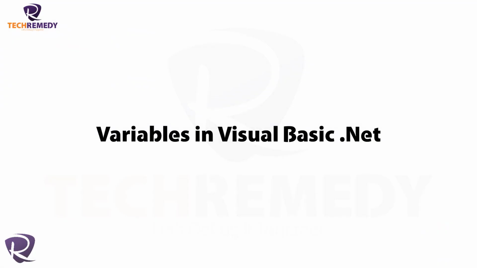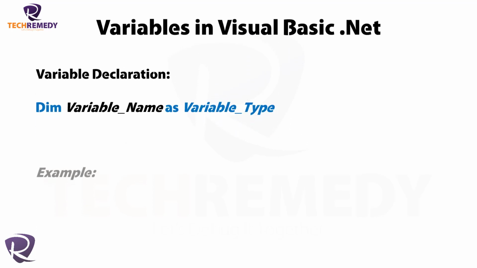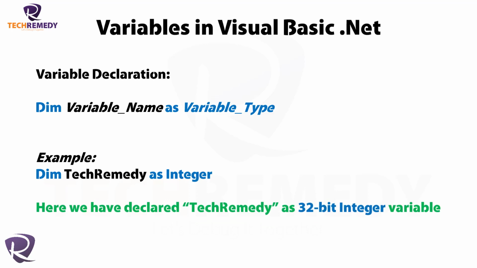Let's jump to our topic for today. Variables are storage areas with changeable values. We give that storage a name and a type, and voila, we have a variable. To declare a variable, first you need to choose where to declare your variable and then write dim followed by a variable name and then write as and then your variable type. For example, if we write dim techremedy as integer, here we have declared a variable called techremedy and its type is integer of 32-bit.